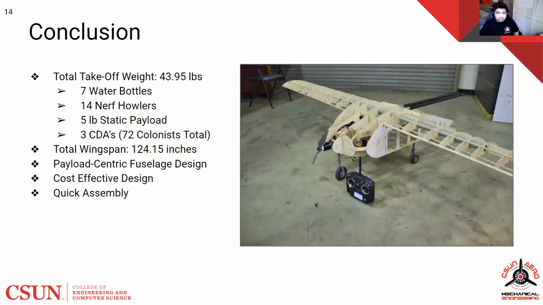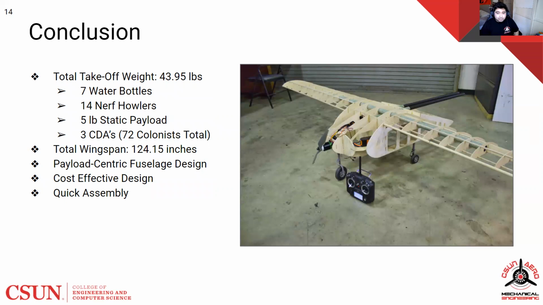In conclusion to our presentation, here's an overview of our design. Our total takeoff weight is calculated at 43.95 pounds, consisting of 7 water balls and 14 air fowlers for our dynamic payload, 5 pounds for our static payload, 3 CDAs consisting of 72 colonists in total. Our total measured wingspan comes in at 124.15 inches.